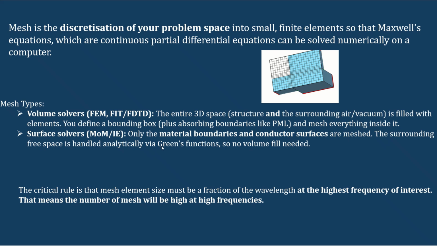One of the main important parameters that we usually consider while doing the simulation is that the mesh element has to be a fraction of the wavelength, especially at higher frequencies. That is, if we are going to discretize this structure, each element size has to be a fraction of the wavelength. That means if we use a higher frequency, we know that the wavelength will be very small, right? So in that case, the number of mesh elements will be very high.